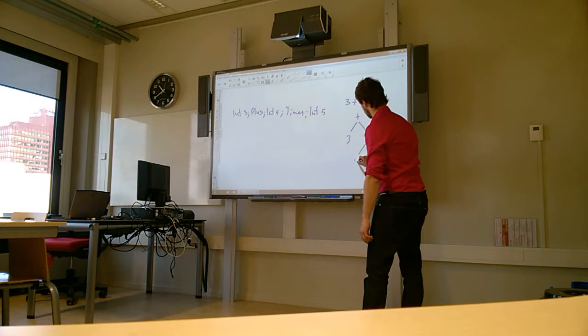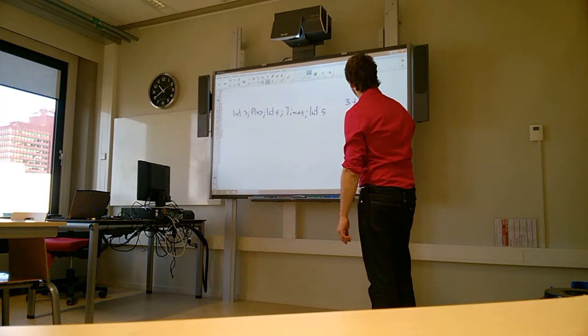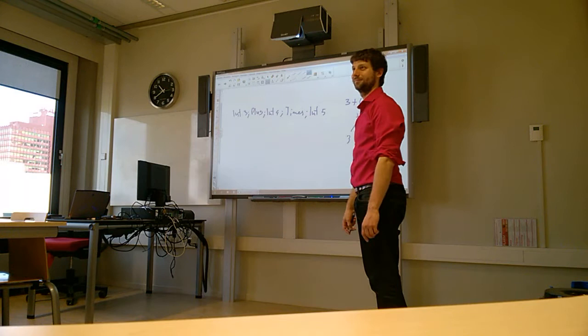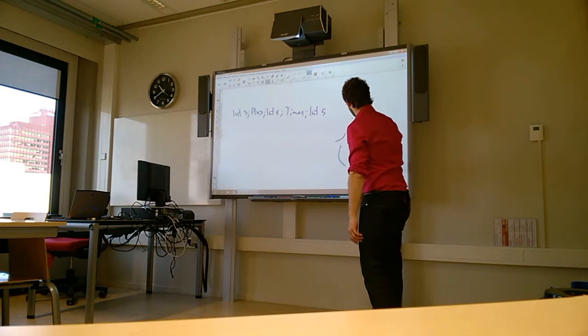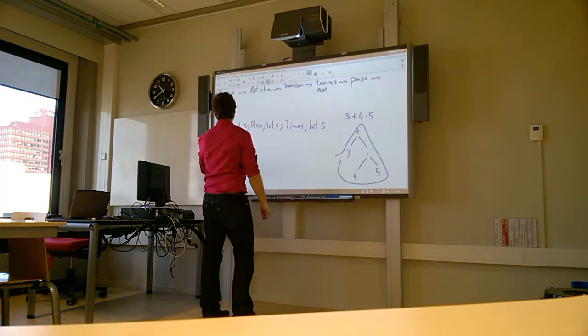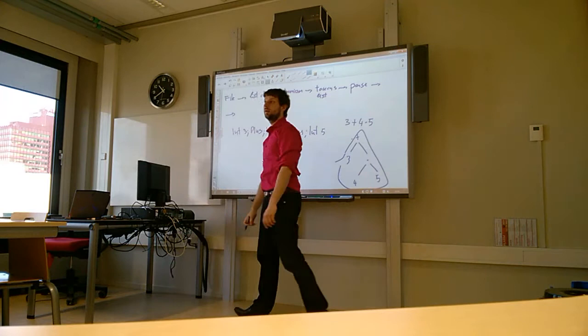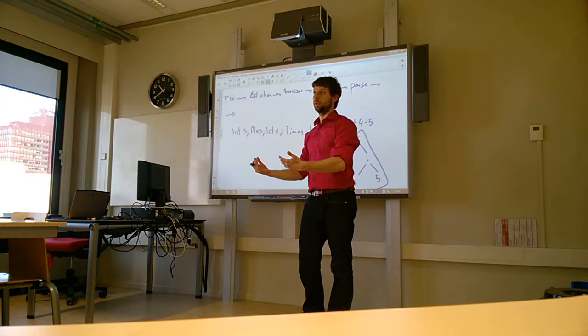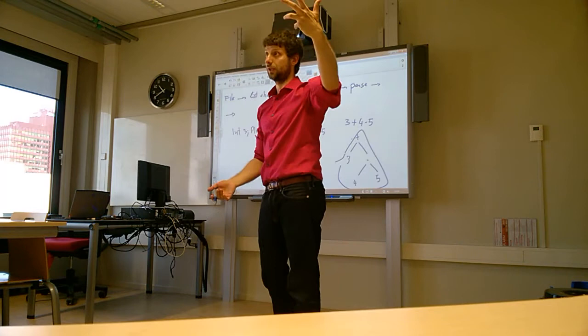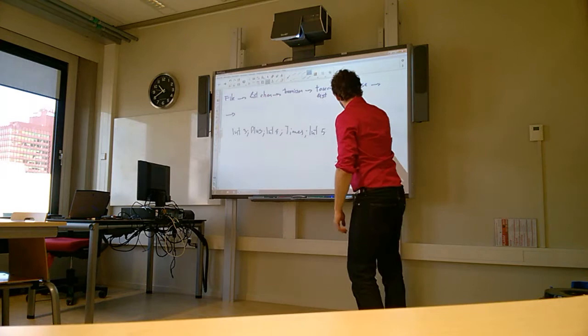4 and 5. Okay. Does this look like a list? No. It looks like a tree, and the tree gives us the priority of the operators. So what the parser gives us is the tree that describes the order of the operations, actually the reverse order of the operations. At the root, we have the last operations. At the leaves, we have the first. So we actually perform 4 times 5 before we perform the plus.